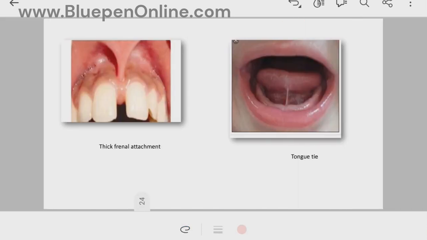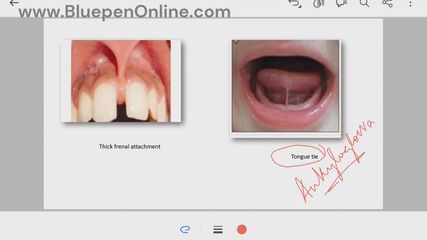Now this is tongue tie. You know what is tongue tie? Tongue tie is ankyloglossia. This results from the lingual frenum extending further than usual towards the tip of the tongue. So what happens? This will limit the movement of the tongue. Forward and upward mobility will be limited here. This is also kind of hereditary only.